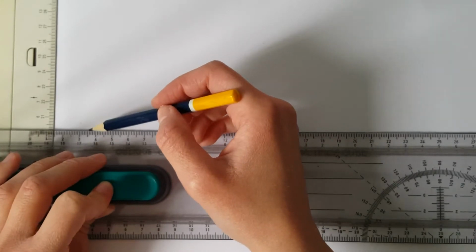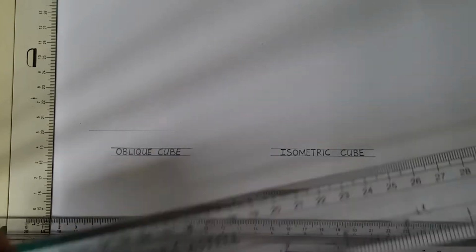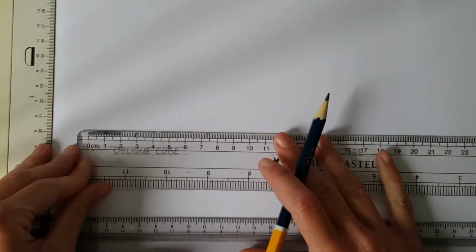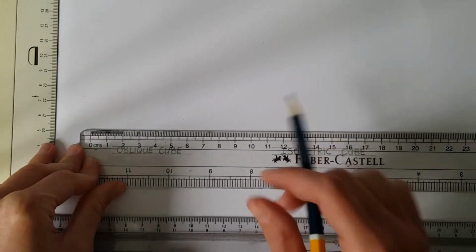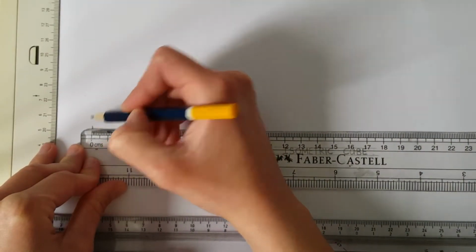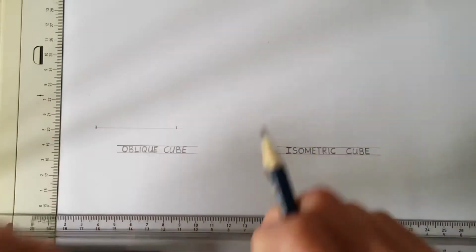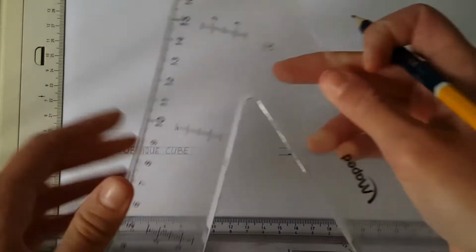Now first, let's draw our baseline. Now our baseline is going to be of a length of 50 millimeters. Now it's important that you draw all your horizontal lines by using your T-square or sliding ruler.